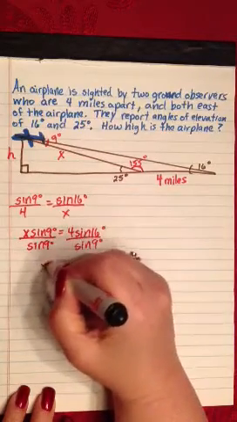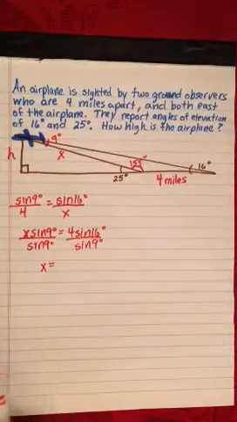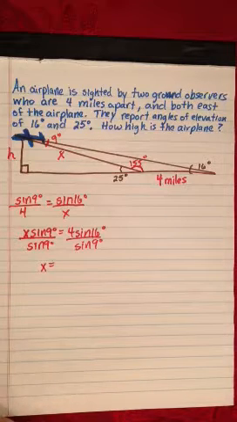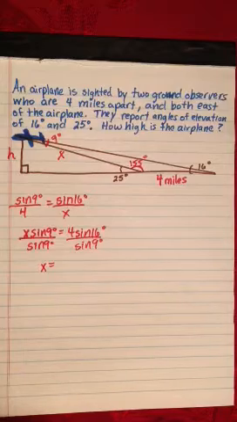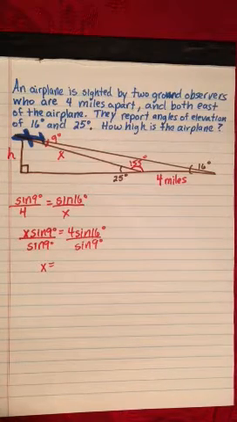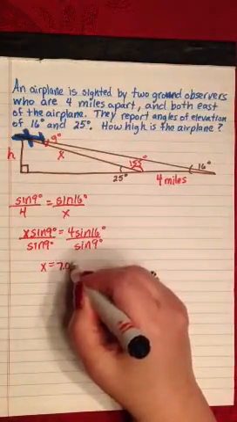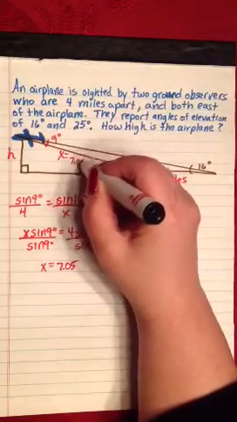So I get x is equal to, let me just type it in the calculator. Always make sure you're in degree mode to start with, and I am. So I'm going to say 4 times the sine of 16 degrees, enter, divided by the sine of 9, and we get 7.05 miles. That's what this is right here, 7.05.